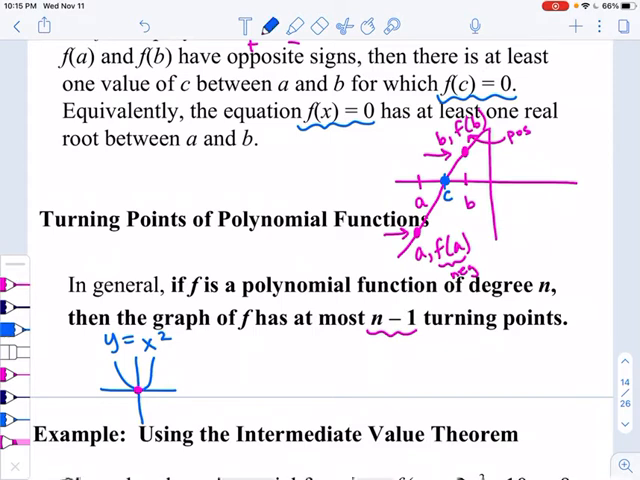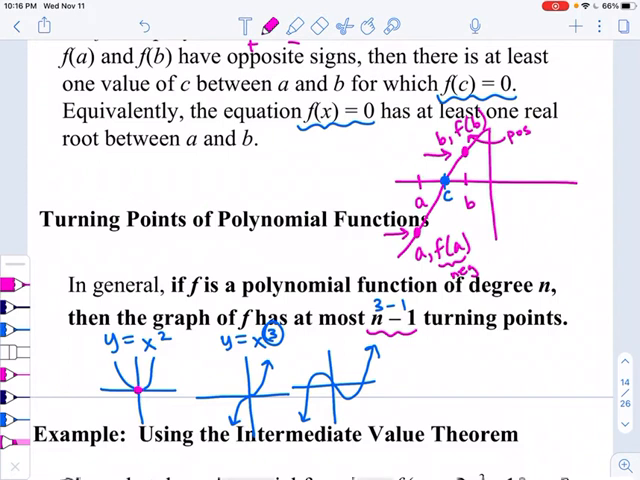If I were to look at y equals x to the third power, regular y equals x to the third would just end up looking like a graph like this. However, if you get fancy with it, it could do something like this. So if I have 3, the greatest number of turning points it could have would be 3 minus 1, which would give us 2 turning points. Here's one turning point, here's a second turning point.